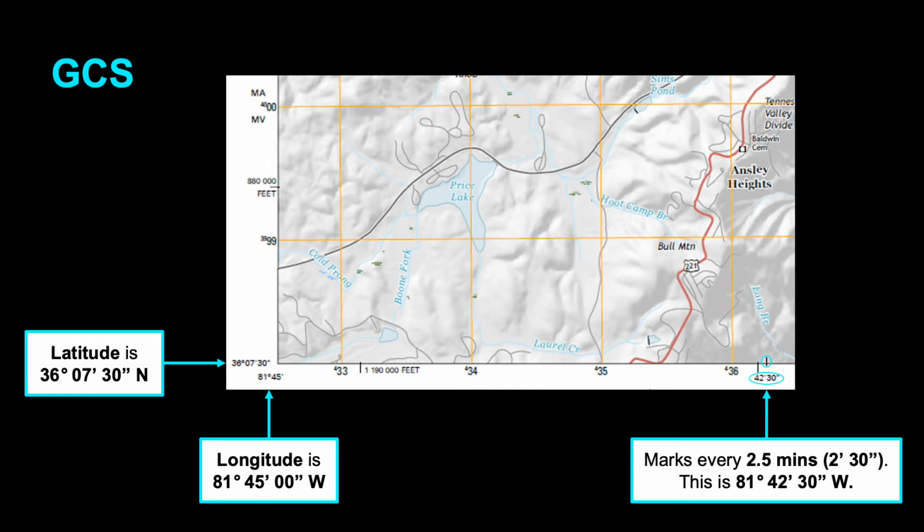You'll notice that as we move eastward, longitude values decrease by 2 minutes and 30 seconds. That's because we're moving closer to the prime meridian, and the prime meridian represents 0 degrees of longitude. We also know that as we move northward, latitude values will increase by 2 minutes and 30 seconds. That's because we're moving farther away from the equator, and the equator represents 0 degrees latitude.